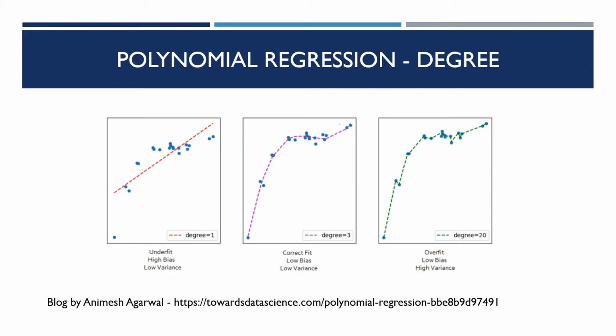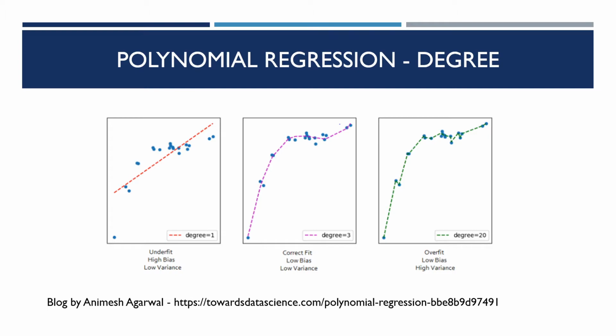So I definitely recommend looking at that blog post. And what you can see here are three images. The left one shows someone who has chosen a degree of 1 with the data, the middle one where someone has chosen a degree of 3, and the right one where someone has chosen a really high degree of 20.